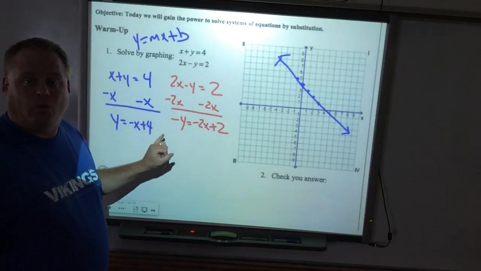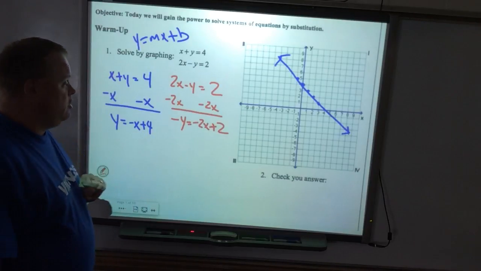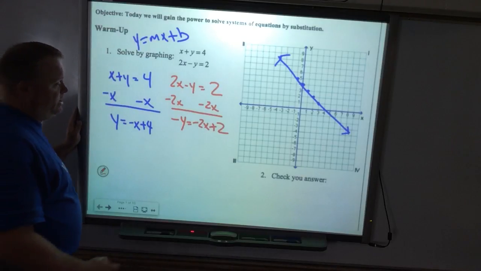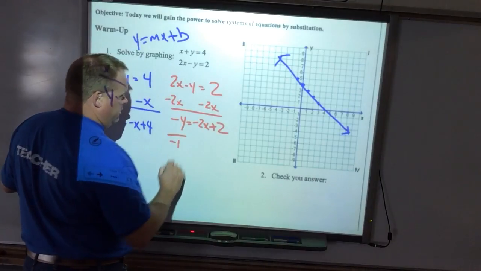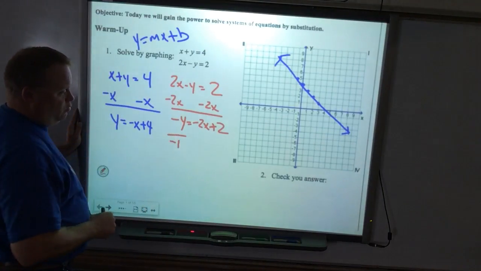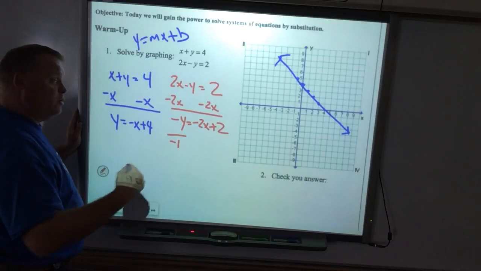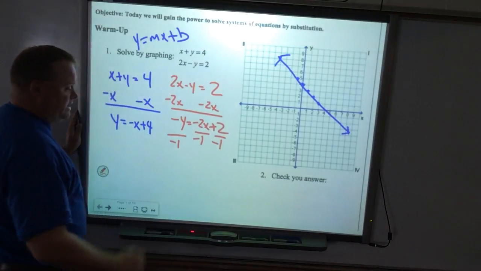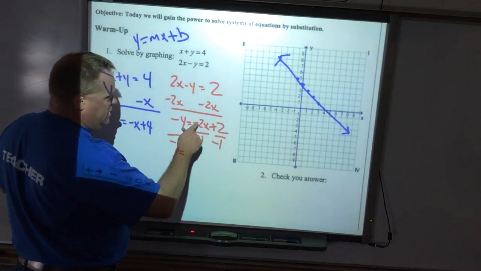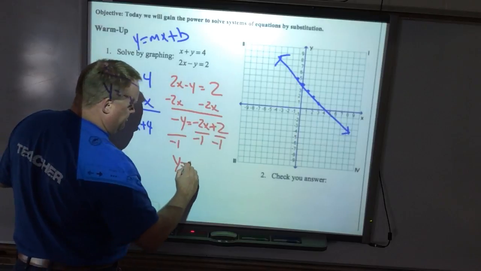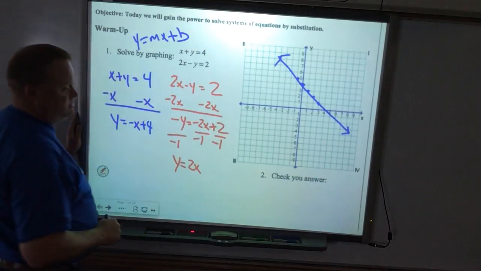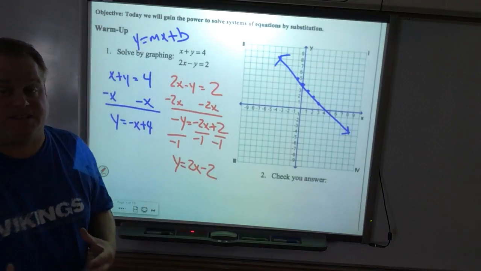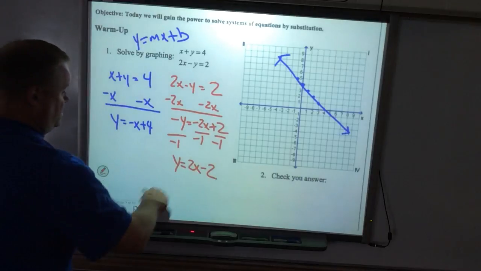Well, this says negative y. Not y, but negative y. We can't have negative y. It's not the same thing. So I need to go ahead and divide by negative 1. Remember, if there's a negative 1 attached to the y, I want to divide by that negative. I have to divide by that negative all the way through. So that gives me y equals negative 2 divided by negative 1, which is a positive 2x, and a positive 2 divided by a negative 1 is negative 2. So basically, all I've done is switch my signs around. I have a y-intercept of negative 2.